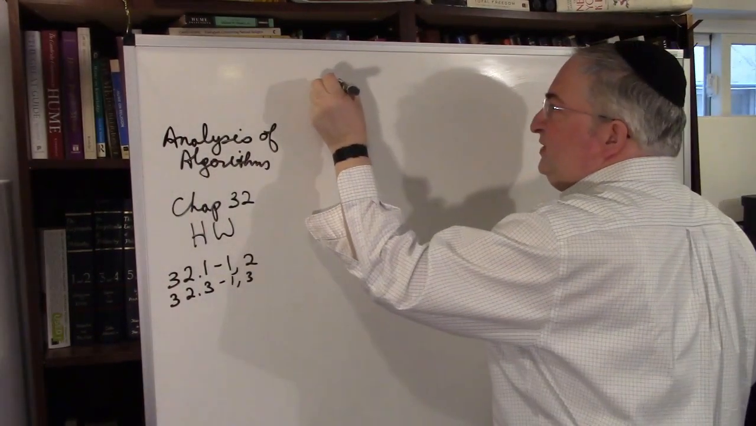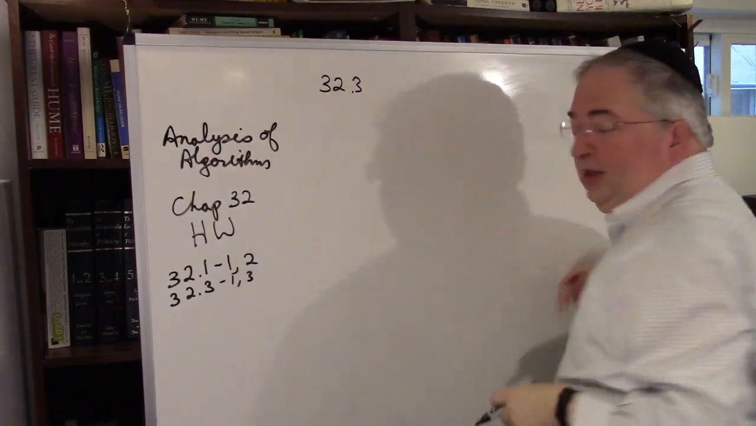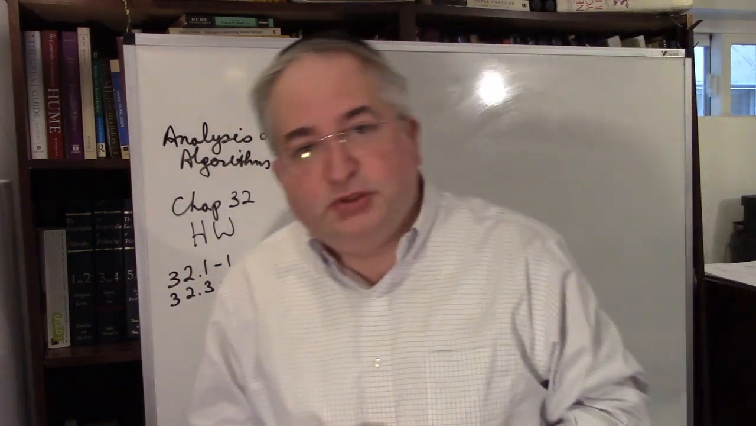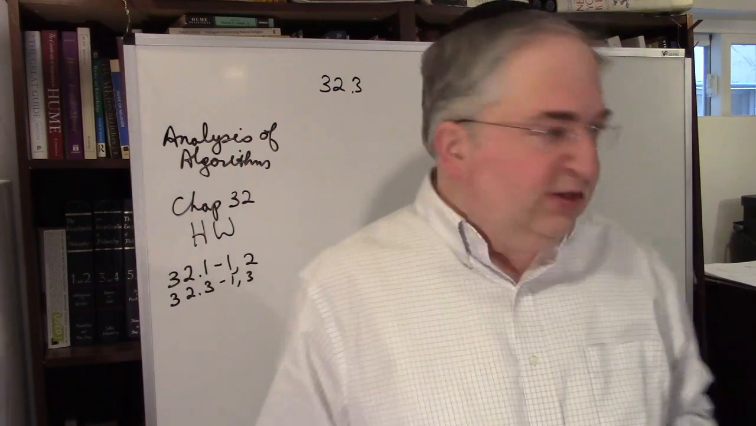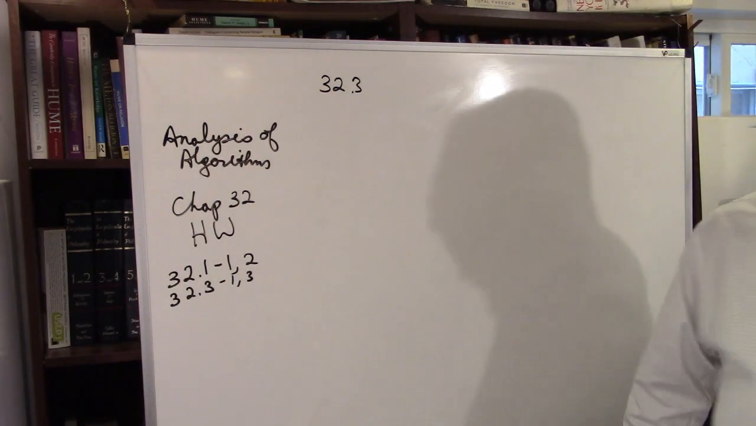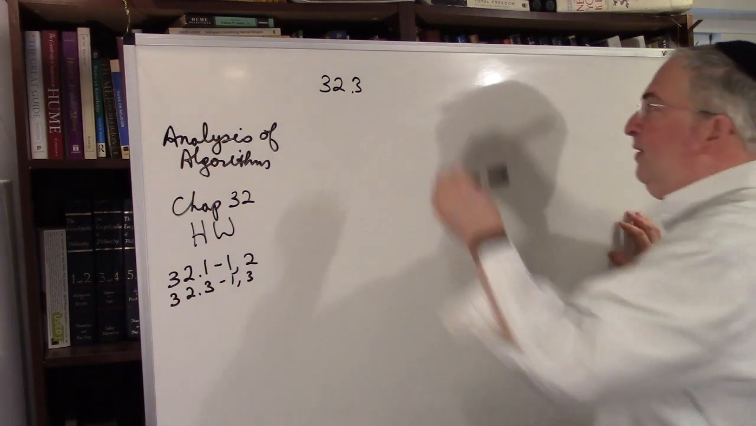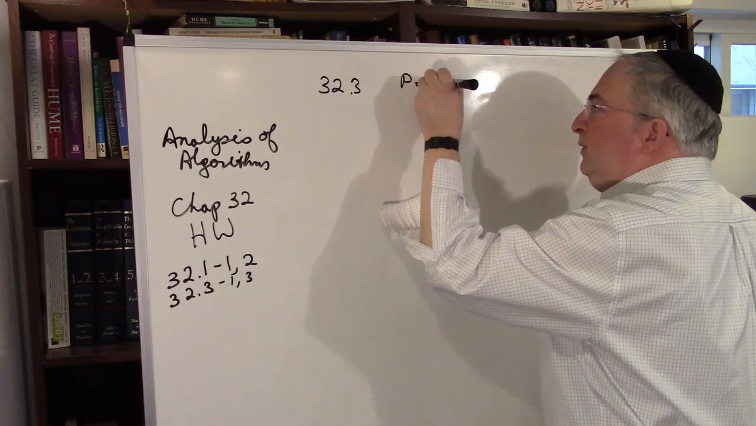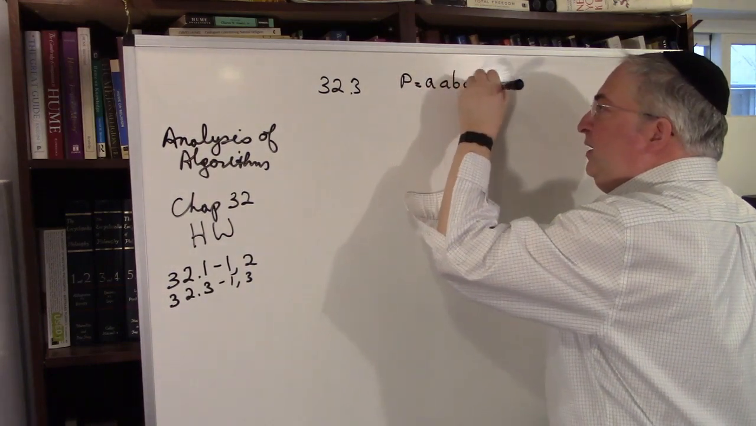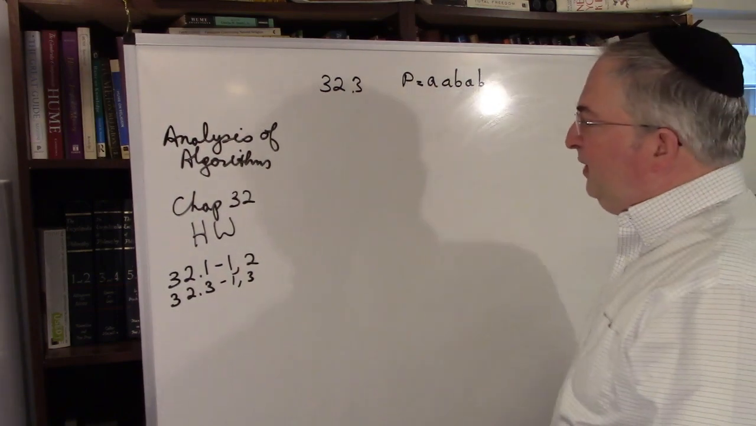Okay, the next thing is section 32-3. This is solving the problem using finite automatons. So the first one is a basic, simple thing. We have the pattern AABAB. Pattern is equal to AABAB. Okay, and they want us to write the finite automaton that finds these patterns.